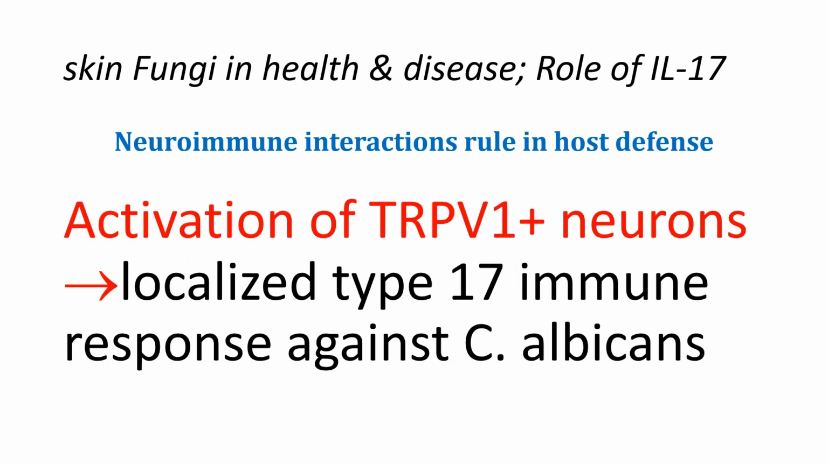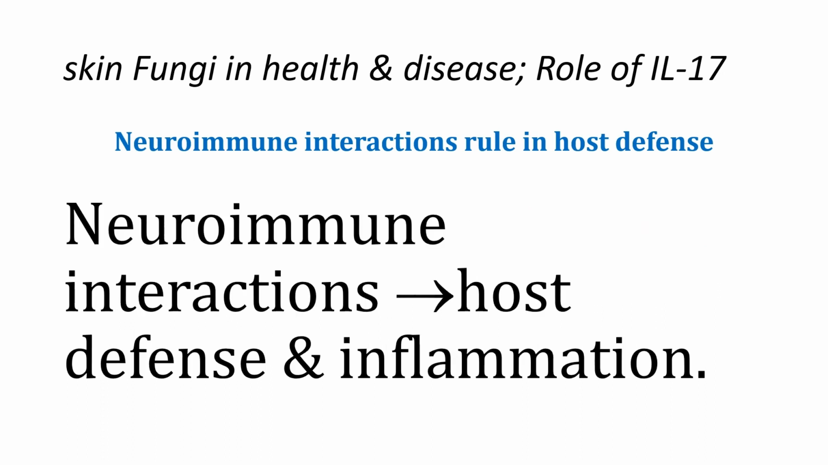Also, interestingly, the activation of TRPV1 positive neurons was adequate to induce a localized type 17 immune response against Candida albicans, irrespective of any tissue damage or pathogen-related substances. The significance of pathogen recognition and the involvement of non-immune cells in initiating a functional immune response represent a growing area of research that links neuroimmune interactions with the host defense and inflammation.